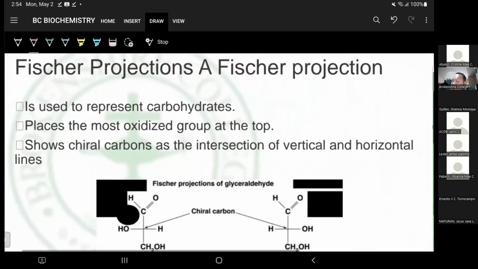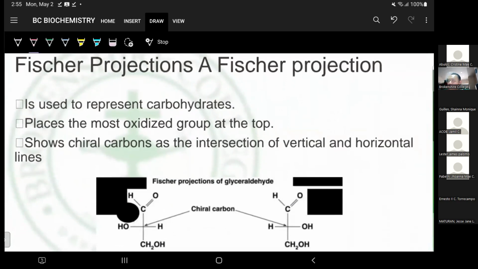Okay, Fischer projection. A Fischer projection is used to represent carbohydrates. It places the most oxidized group on top, and of course, that is your carbonyl group. The carbonyl group is the most oxidized group at the top. And then it shows chiral carbons as the intersection of vertical and horizontal lines.